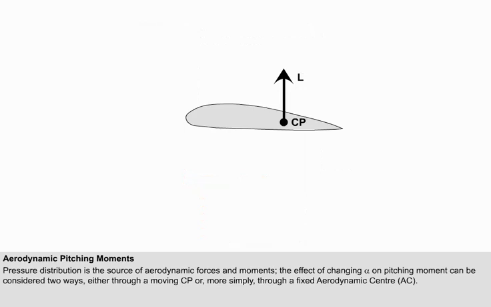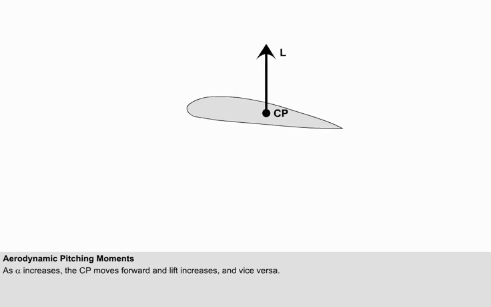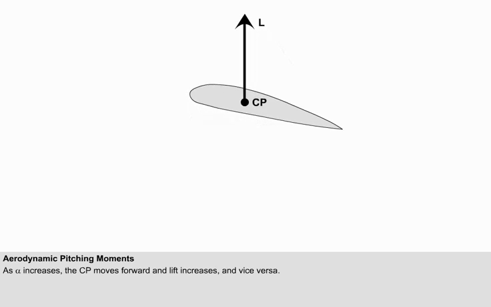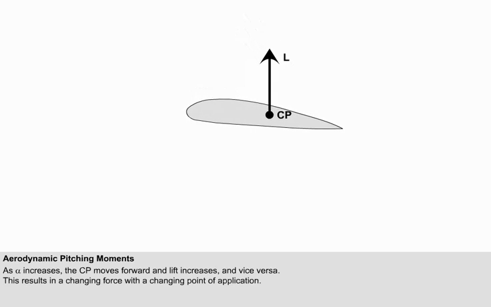The distribution of pressure over a surface is the source of aerodynamic moments as well as forces. There are two ways of considering the effects of a changing angle of attack on the pitching moment of an aerofoil. Either by measuring the changes in magnitude of lift through a moving centre of pressure, or, more simply, through a fixed aerodynamic centre. You know from the previous parts of this lesson that as the angle of attack increases, the CP moves forward and the magnitude of lift increases, and vice versa. This results in a changing force with a changing point of application.